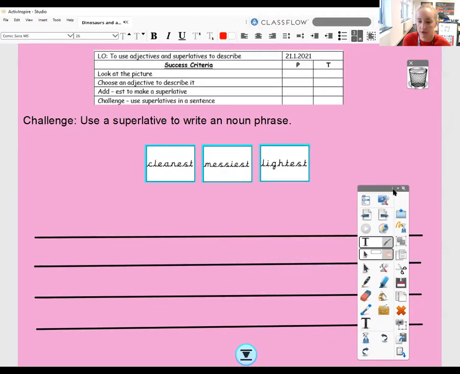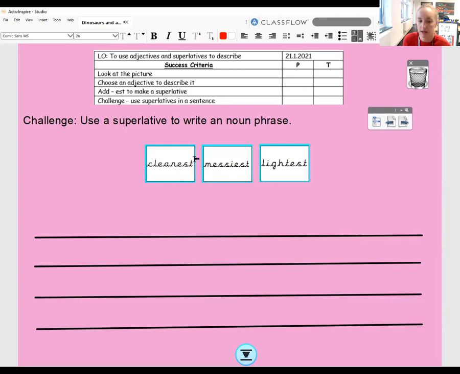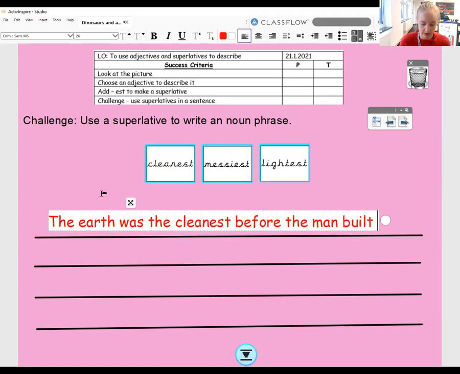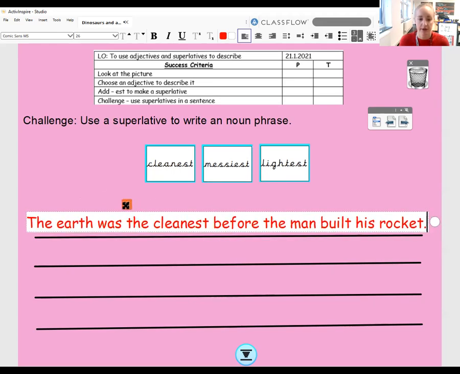I think I'm going to use the word cleanest. So I'm going to think of my sentence and include the superlative cleanest. I know what I'm going to say. The earth was the cleanest before the man built his rocket. So the earth was the cleanest before the man built his rocket. Great. Okay. You might have a different sentence and use the superlative messiest or lightest, but that is my challenge.